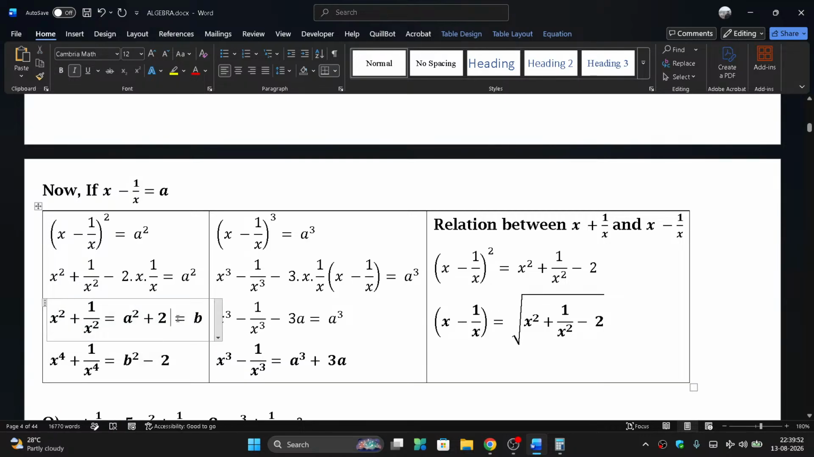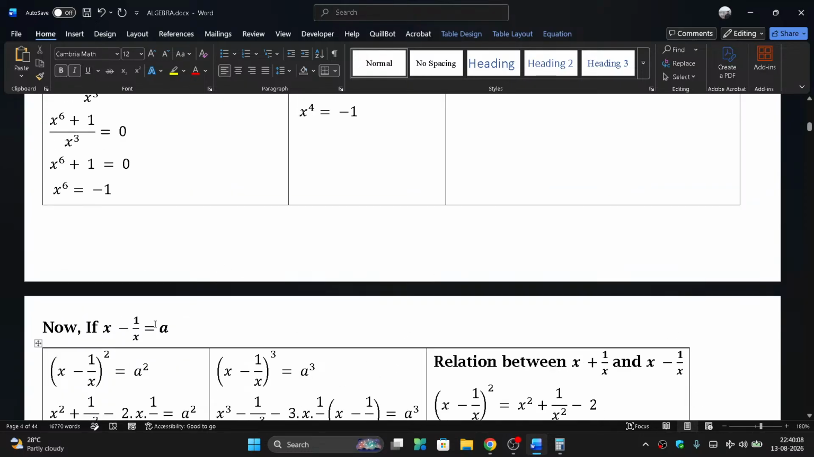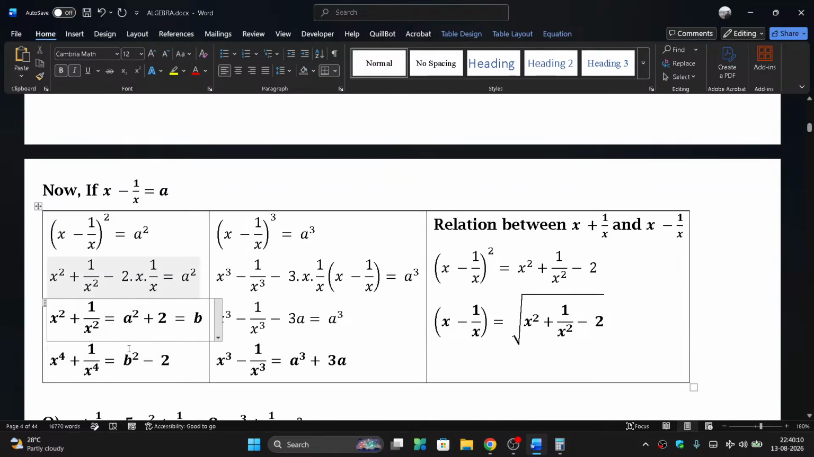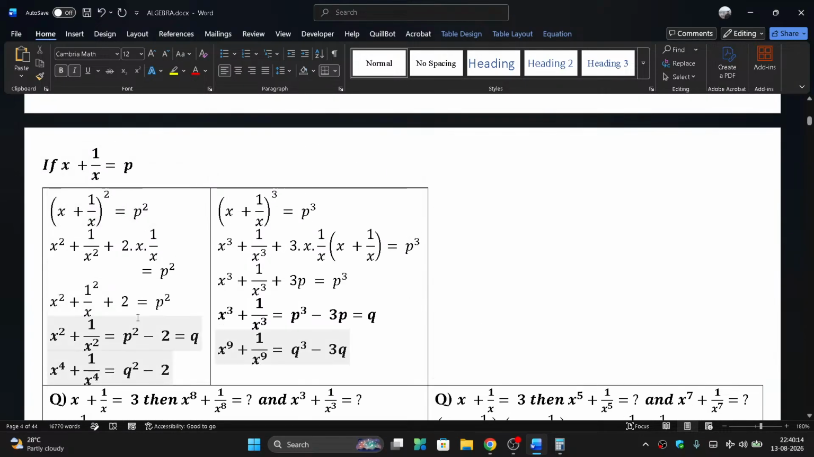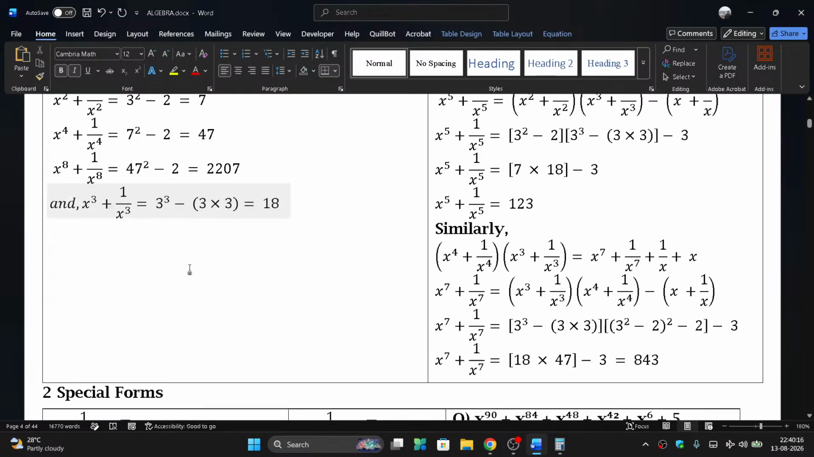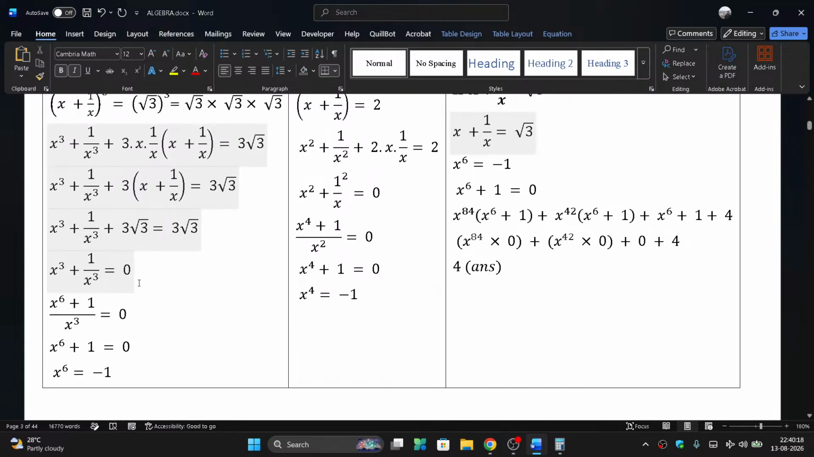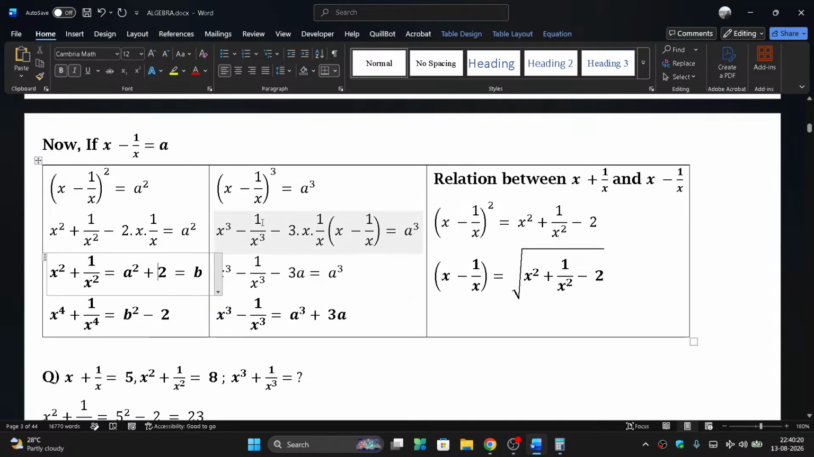You can term this as b, and x to the power 4 plus 1 by x to the power 4 will be b square minus 2. We can term this as c and write x to the power 8 plus 1 by x to the power 8 as c square minus 2. This thing is similar to this one. This is x plus 1 by x and this is x minus 1 by x.